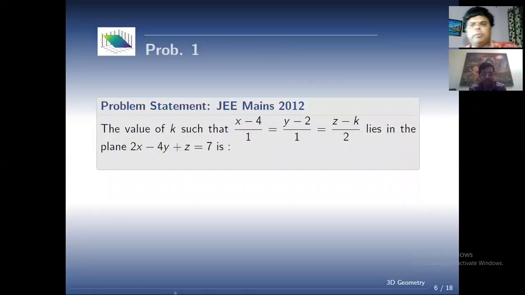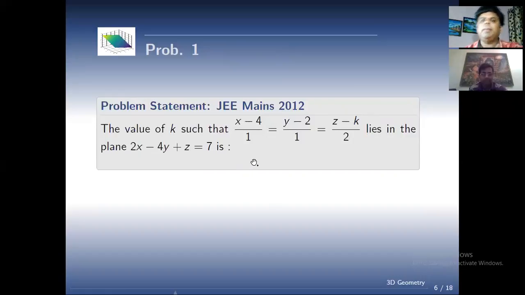All right, so here is problem number 1. This is from the JEE Mains. Find the value of k such that (x minus 4) by 1 equals (y minus 2) by 1 equals (z minus k) by 2 lies in the plane 2x minus 4y plus z equals 7.